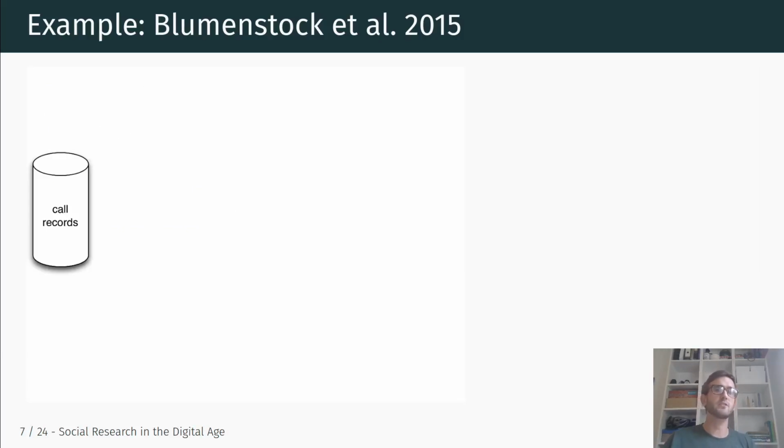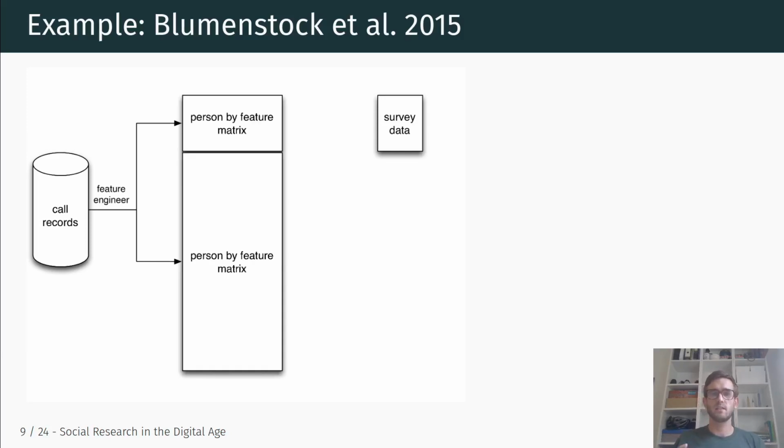Okay, so what are they actually doing? They have two types of data. On the one hand, call records, which is an example of this organic data. These are just data that are collected by phone providers. And then they have a survey. They ran a survey with people in Rwanda.